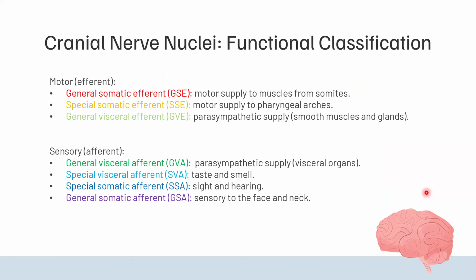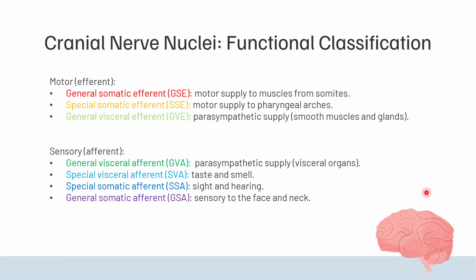What that looks like is this. When we talk about cranial nerve nuclei, we will talk about either efferent fibers, i.e. motor fibers, or afferent fibers, i.e. sensory fibers. So in efferent fibers, we're going to have three different types. Meanwhile, for afferent fibers, we're going to have four different types. For simplicity's sake, let's just consider that we have three types, okay?